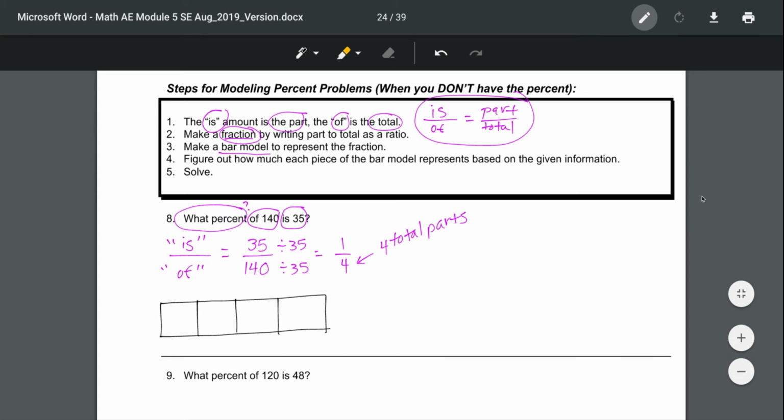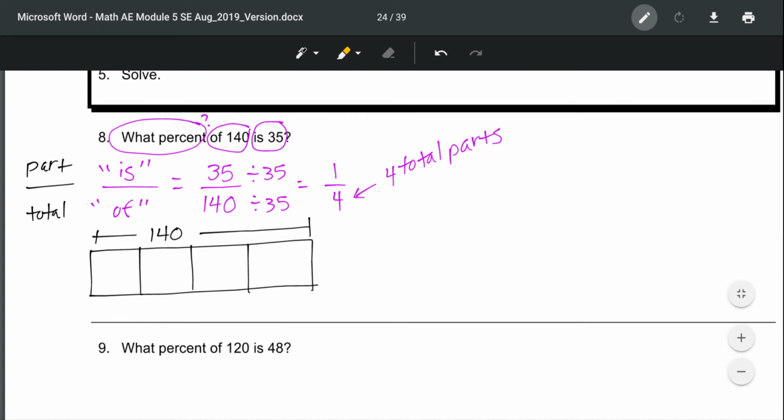Okay. Of would be the total, and then your is the part. So the total value of your bar model is 140. Okay. And the total percentage value of this bar model would be 100%. So 140 would be 100% of the total. We want to figure out what percent would 35 be.